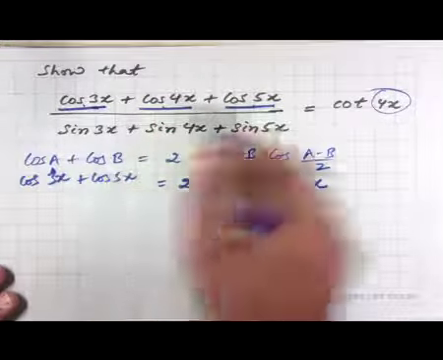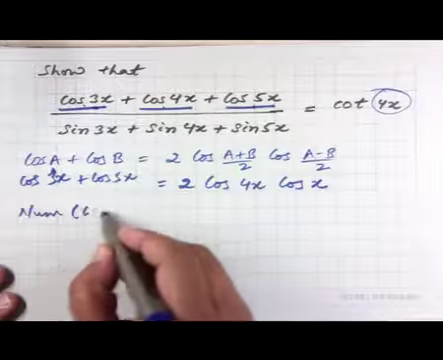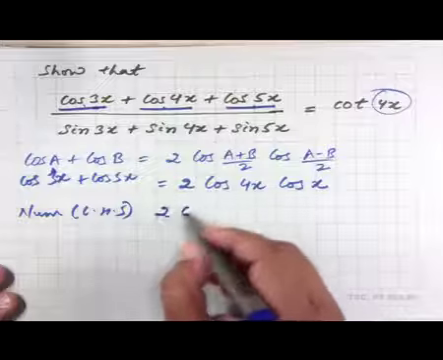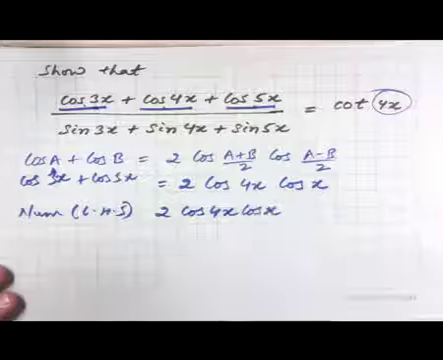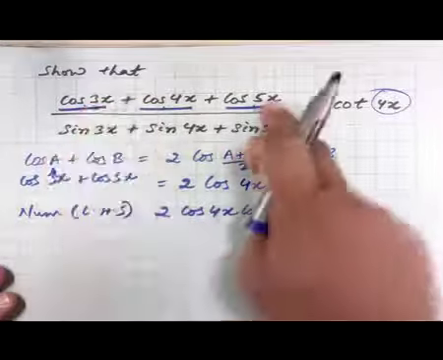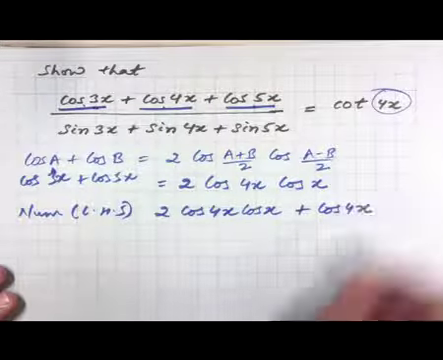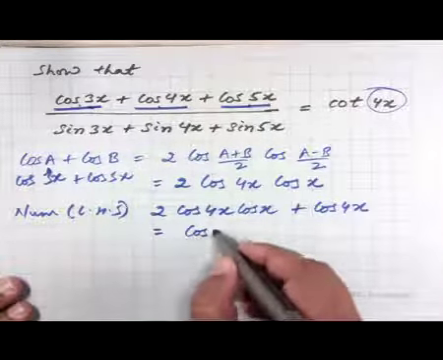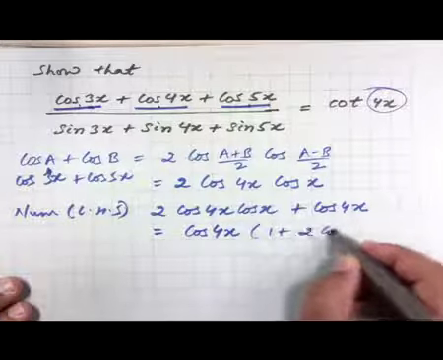So, then the numerator of the left hand side can be written as 2 cos 4x times cos x, which is the sum of cos 3x and cos 5x, and then plus cos 4x. So, cos 4x can be factored out and it can be written as cos 4x into 1 plus 2 cos x.